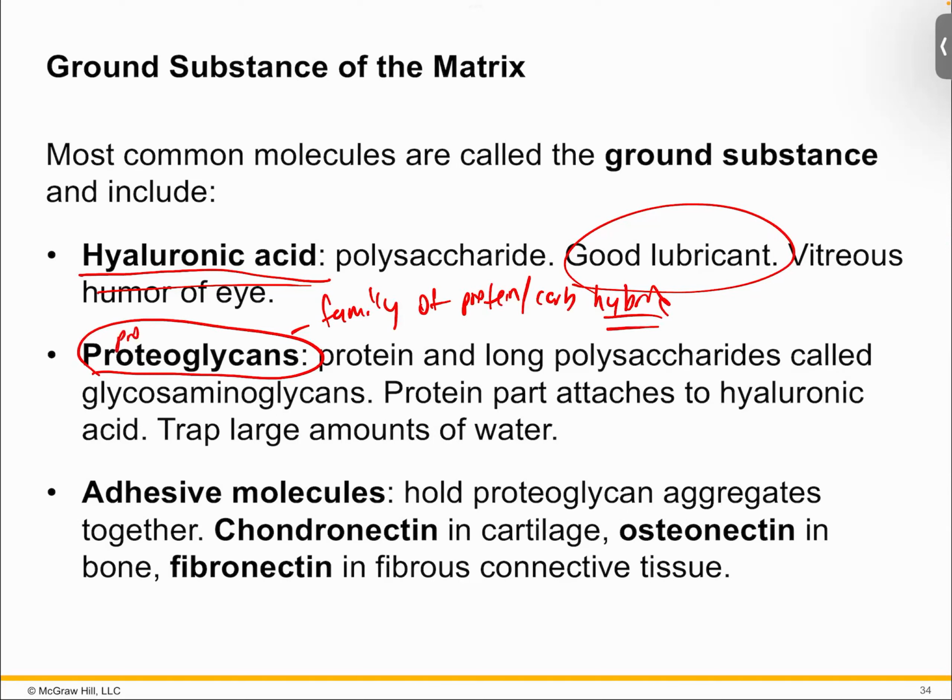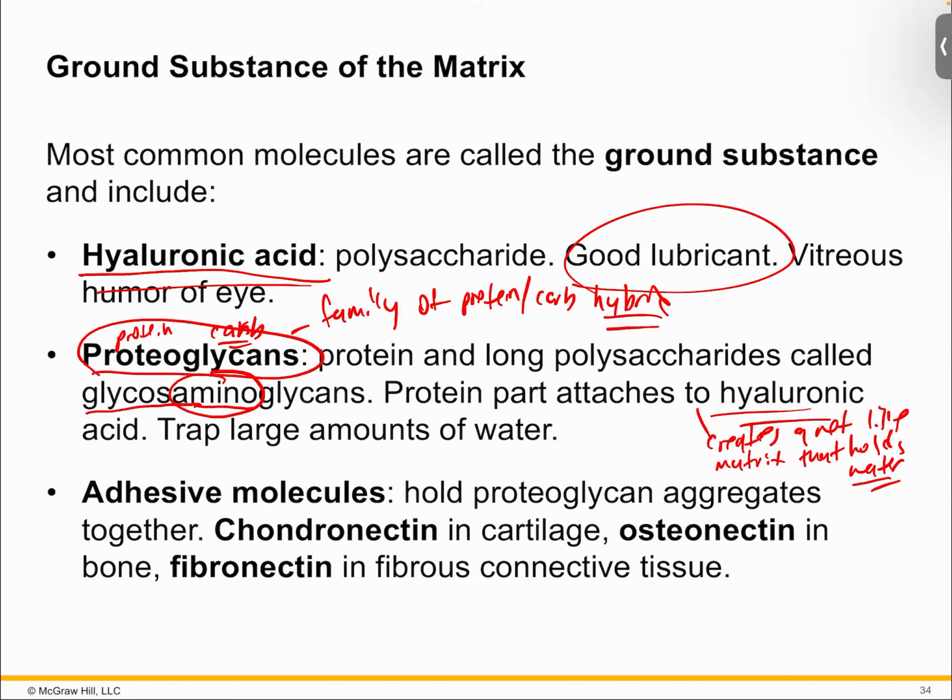So proteo is the protein part. Glycan is the carb part. There are different types of proteoglycans in there, but typically these will have different types like glycosaminoglycans. That's a specific type of proteoglycan. So in the glycosamino piece, the amino part is the protein component. Glyco is the carbohydrate component. But basically, these proteoglycans will actually attach to the hyaluronic acid. And this creates kind of like a large net that holds water.